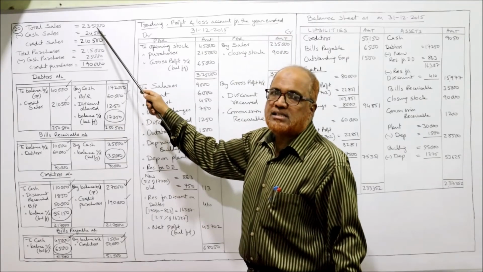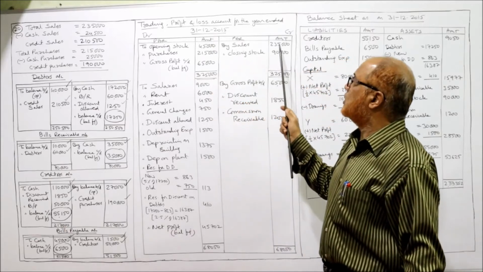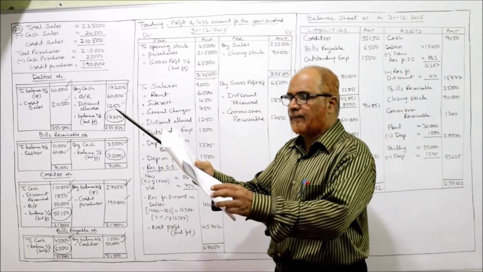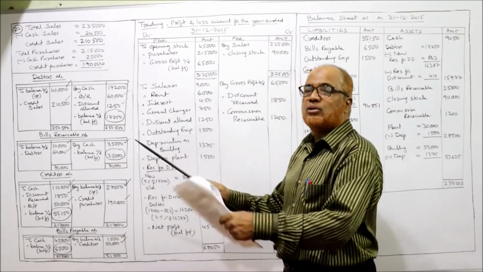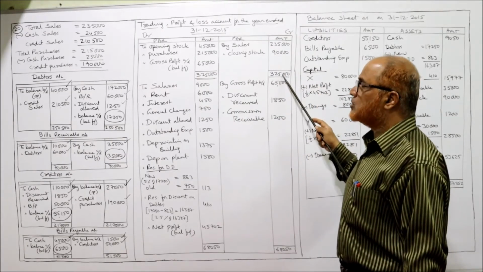In this, both the sales are included, cash sale and credit sale. So 2,35,000 total sales. Closing stock. The closing stock is given in the last line. Stock on 31st December 2015, 90,000. So 90,000 closing stock.